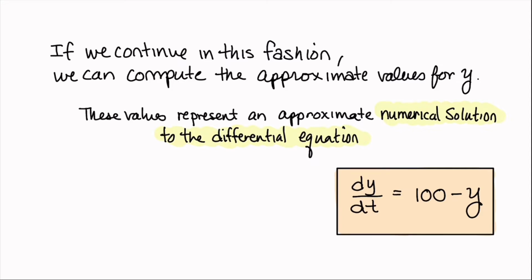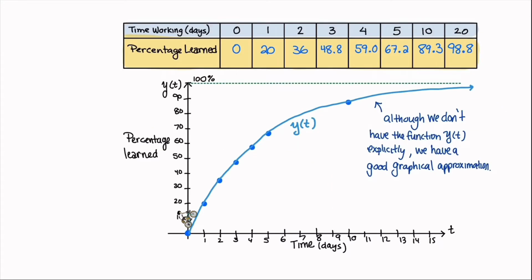Alright, and so if we continue in this fashion, we can compute the approximate values for our solution y, numerical solutions to our differential equation dy/dt = 100 minus y. So now, building a table of values, we can construct a graph to see what our solution looks like. In other words, get a gist for the overall trend. Approximate solutions work well when general solutions are typically hard to figure out.